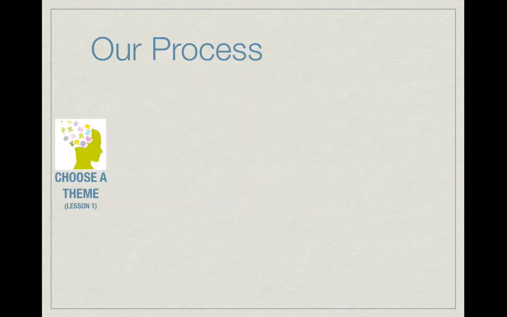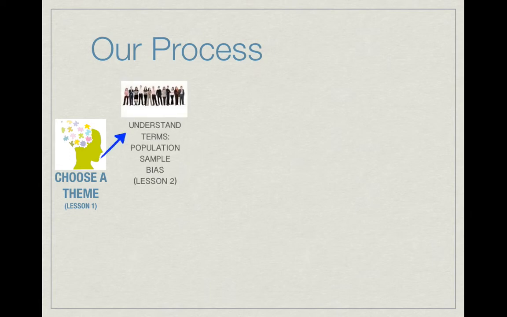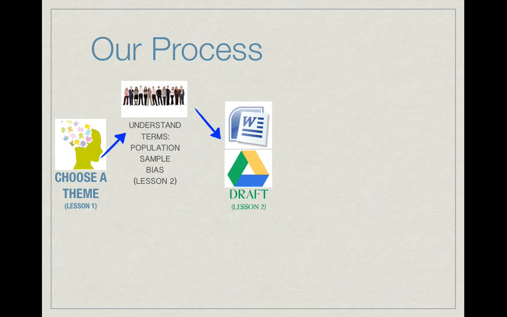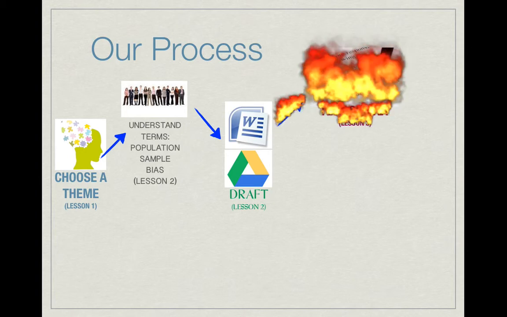So here's our process. We're going to start today by choosing a theme and an objective. Tomorrow, or when you watch the second video, you will be looking at some key terms like population, sample, and bias. From there, we'll begin drafting the surveys. So under that theme and objective, we'll try to come up with 4 to 6 questions. We'll then go test our surveys.